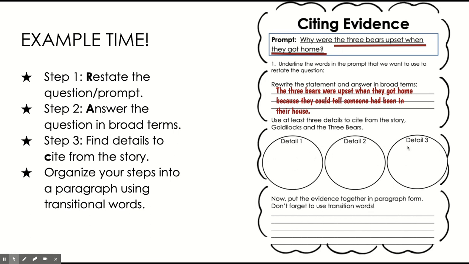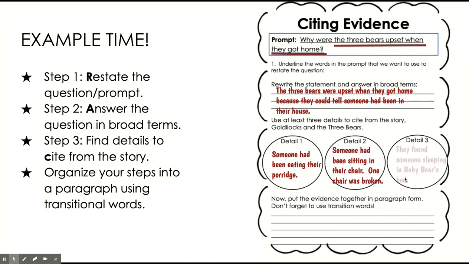So here I'm just going to list a few details that I found in the story that help answer and prove how I restated my question with answer. First, someone had been eating their porridge. My second detail is someone had been sitting in their chair. One chair was broken. And my third detail was they found someone sleeping in Baby Bear's bed.